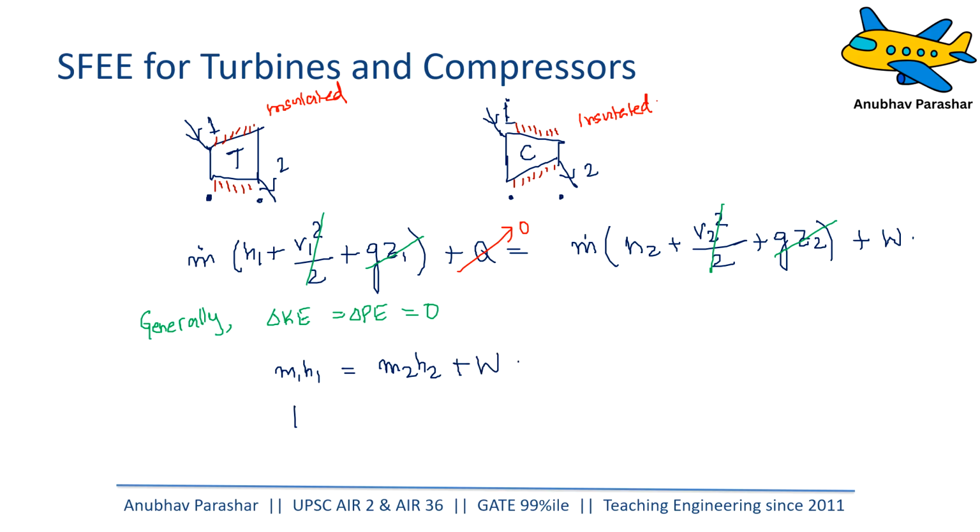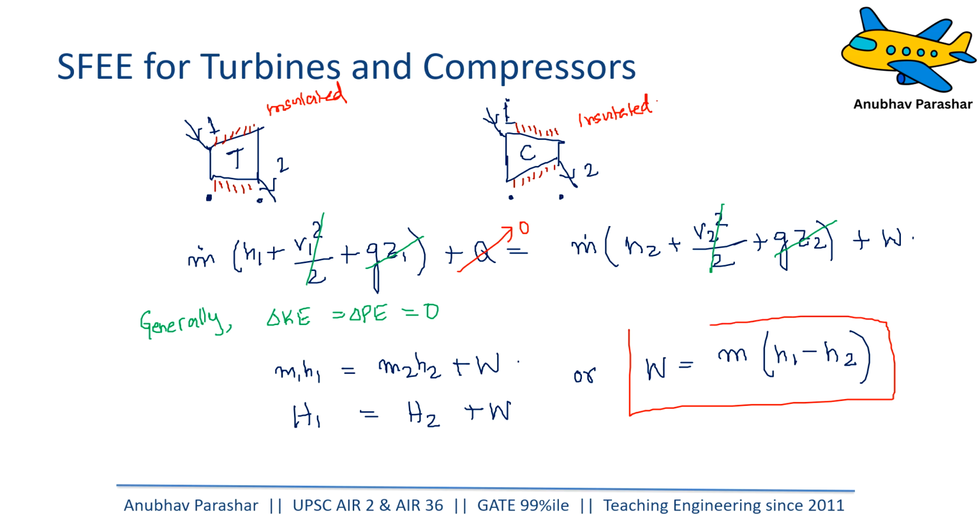So m1 H1 will become capital H1, capital H, these are not specific properties, plus W. Or simply you can write that the work done is equal to mass into the change in the specific enthalpy of the fluid. So this equation remains valid for both compressors and turbines.